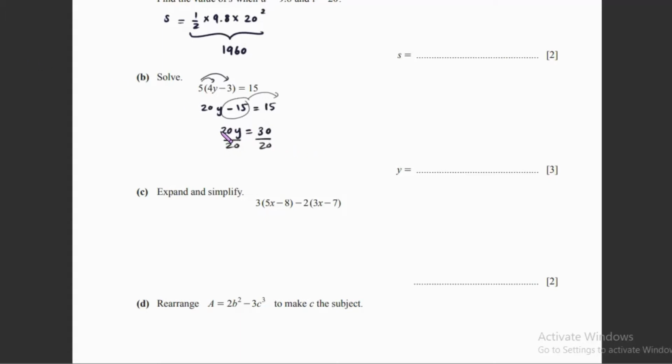So that is how I bring the 20 to the other side. So the value of y is equal to 3 over 2, which is the same as 1.5. That is what y is equal to.